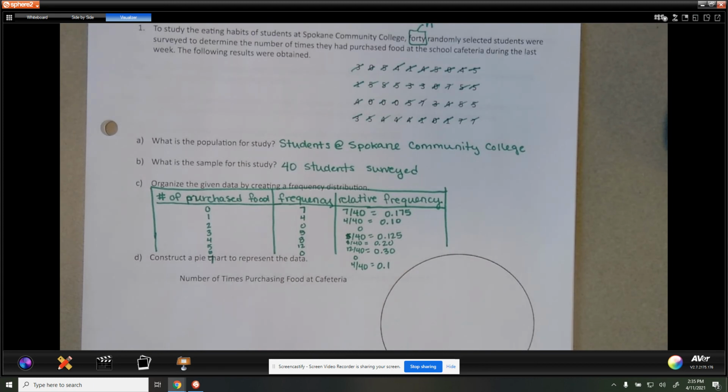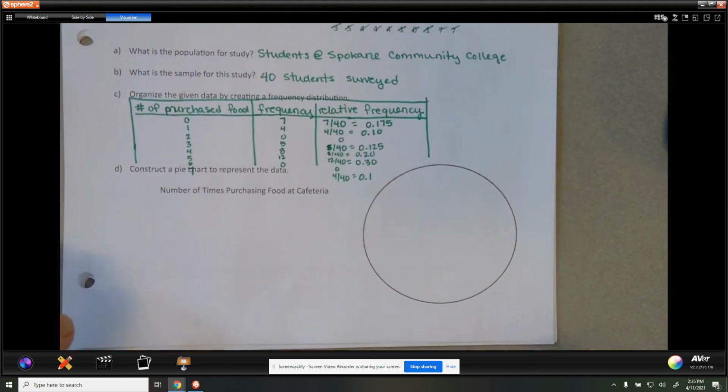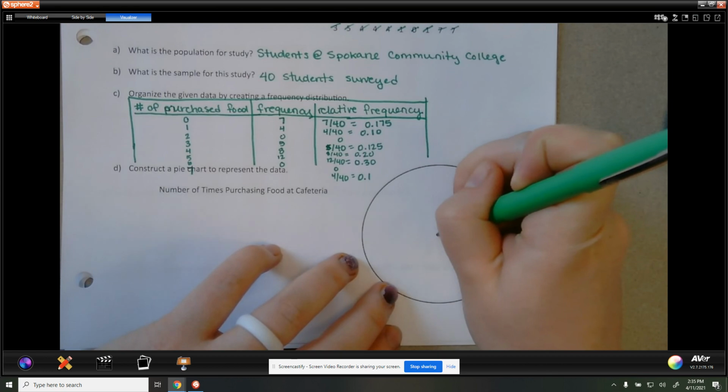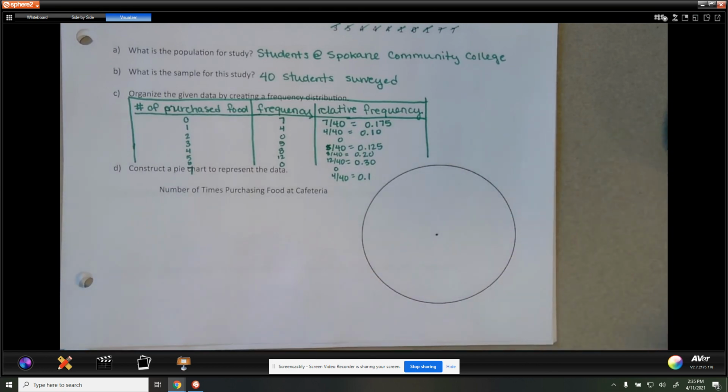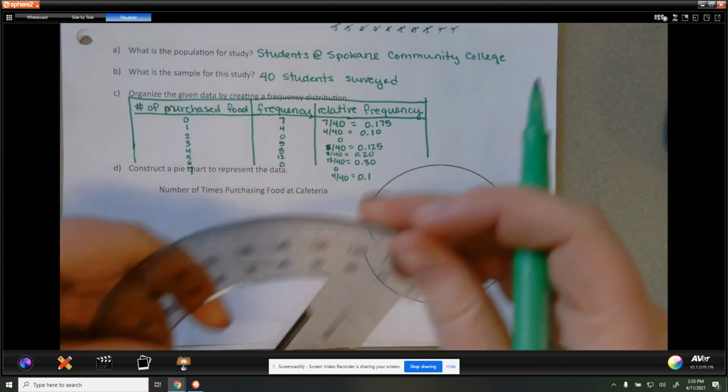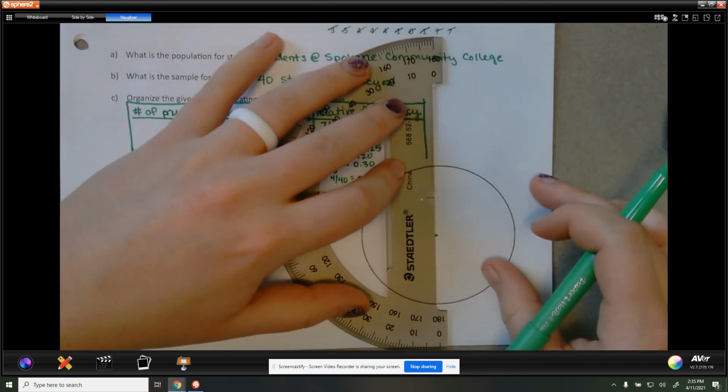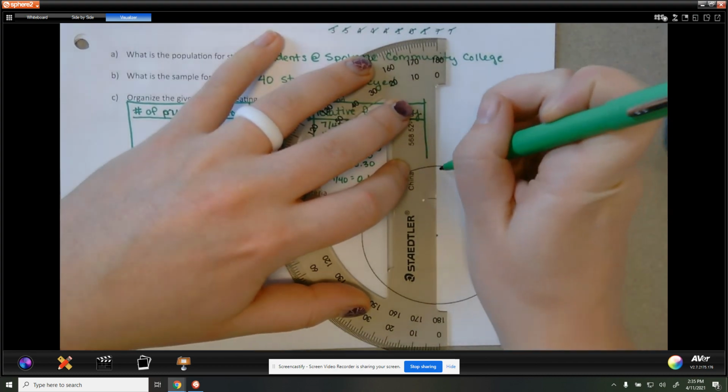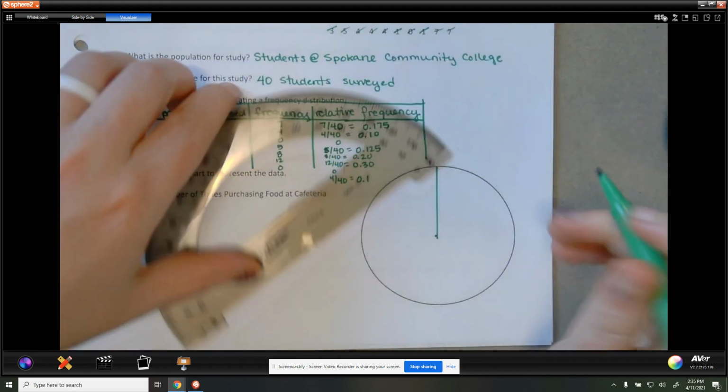And then we're going to construct a pie chart for the data. So this is the number of times purchasing food in the cafeteria. Right, so here I go. Found my center right there. There's my little projector. All right, so I'm going to draw my starting line up this way this time.